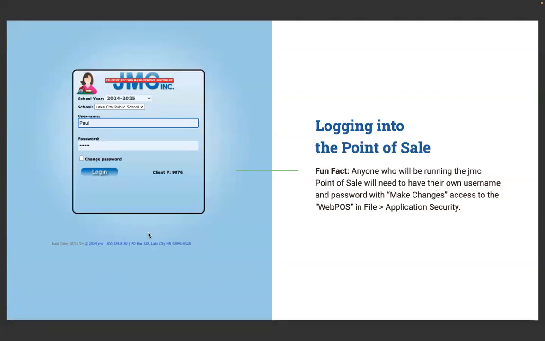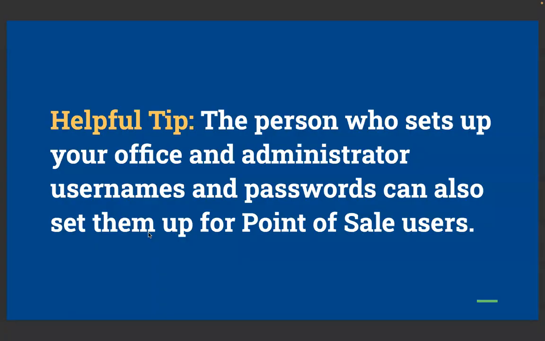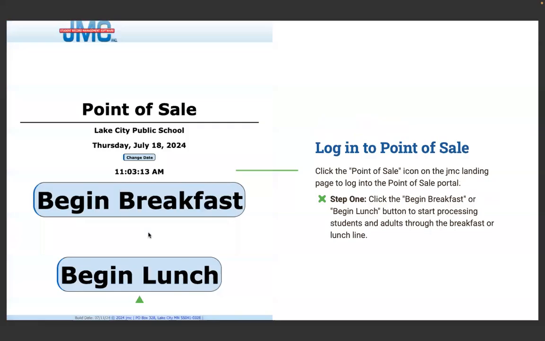Fun fact, anyone who will be running the JMC point of sale will need to have their own username and password with the make changes access to the web point of sale and file application security. And it doesn't do you a whole lot of good to run through the steps of how to make those changes if you can't make those changes yourself. So what I would recommend to you is find your tech coordinator or whoever in your district is your JMC administrator and ask them to give you web point of sale make changes access. And then they can come in and set you up so that you are able to log into the point of sale. I jumped ahead of myself with my helpful tip.